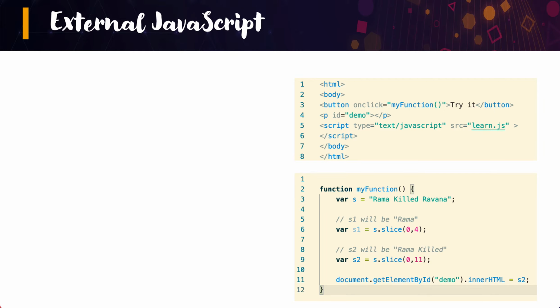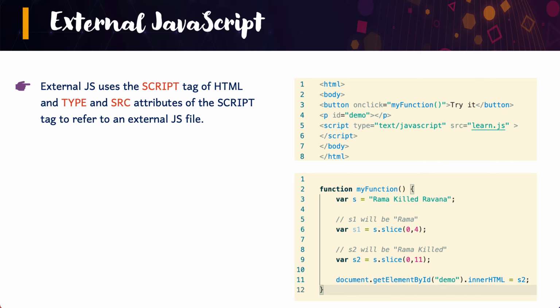The second way of doing the JavaScript linking is through something called external JavaScript. What is an external JavaScript? If you look at the example on the right hand side, it is a lot more clear. However, we'll go through the description.